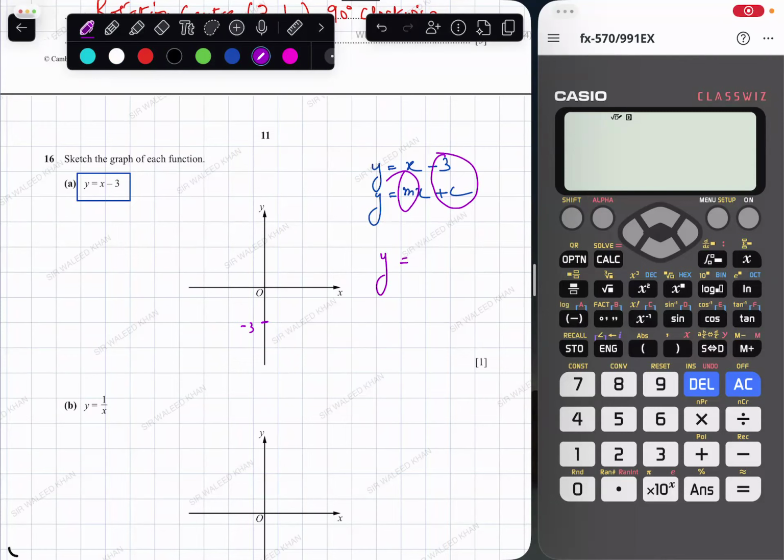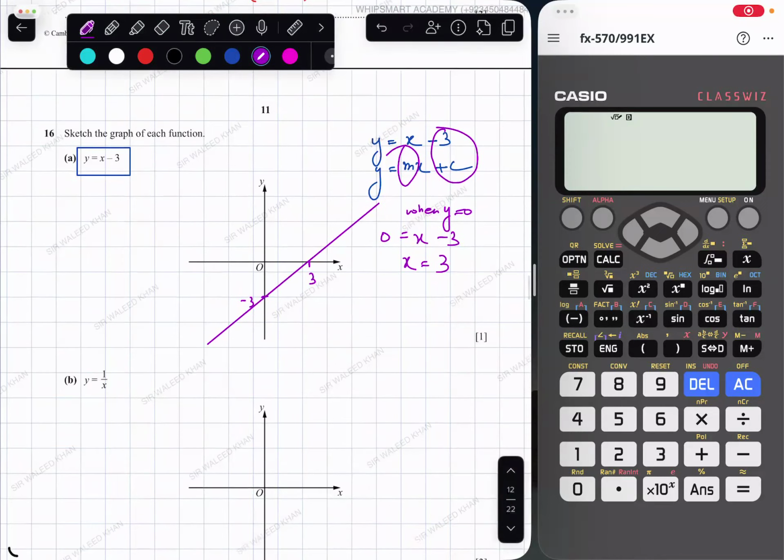And if I want to figure out the x-intercept, I can put the value of y as 0. When y is equal to 0, that should be 0 equals x minus 3. So x is equal to 3. The value of x is positive. So let's say it's over here. Just draw a line like this. You don't have to be accurate about it. Okay. So for a sketch, I will suggest draw a line if you can figure it out and then mark the values.